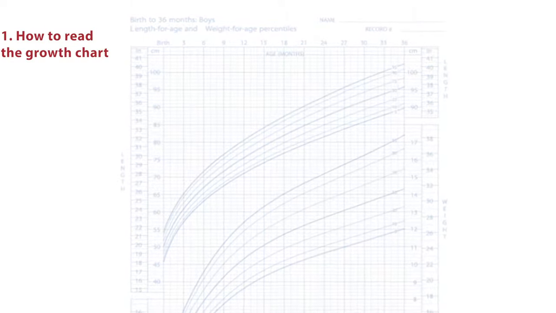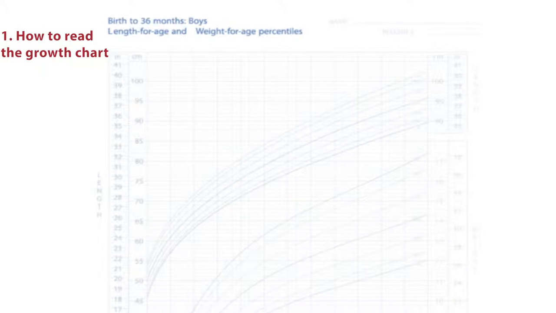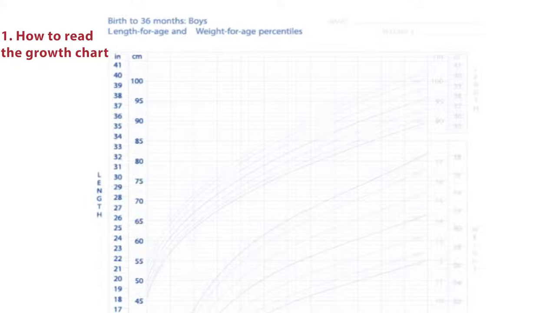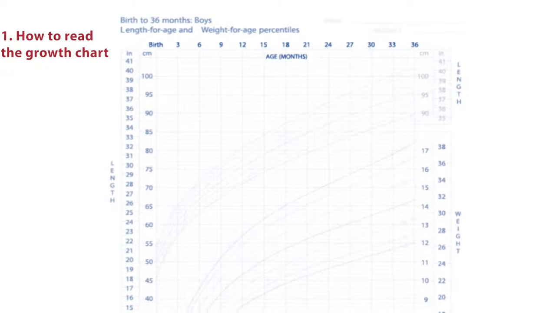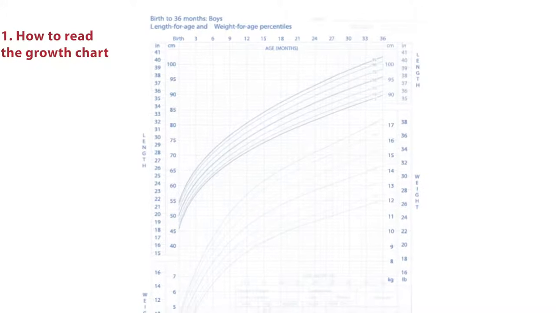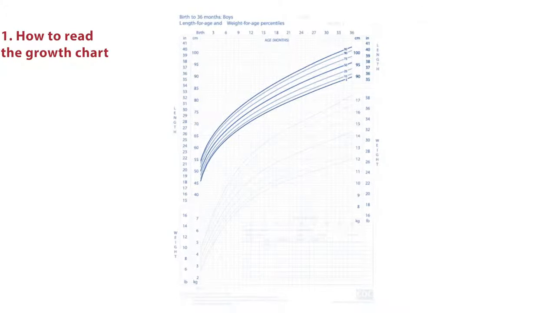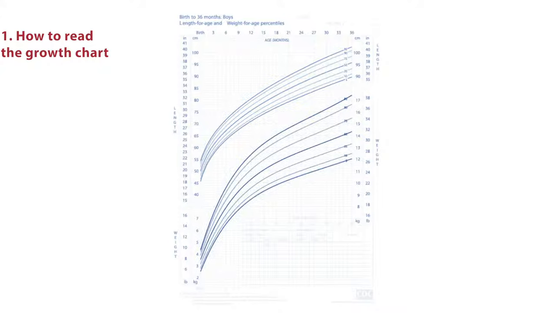Number one, how to read the growth chart. This is a growth chart for boys from birth to 36 months, looking at their length and weight. As we move from left to right, you can see your child's age in months. On this growth chart, you will see two parts. The top shows length, which is your child's height measured in centimeters or inches. The bottom shows your child's weight measured in kilograms or pounds. For example, this point tells us that he was 27 inches tall when he was 9 months old.